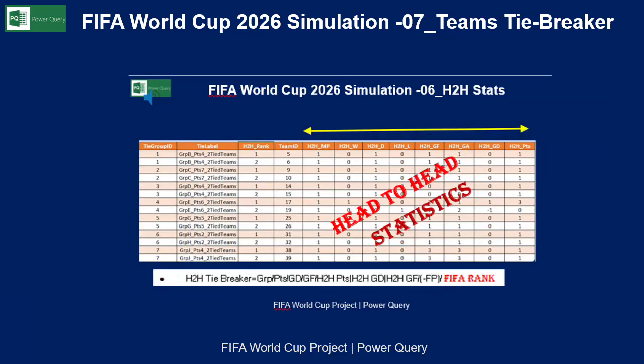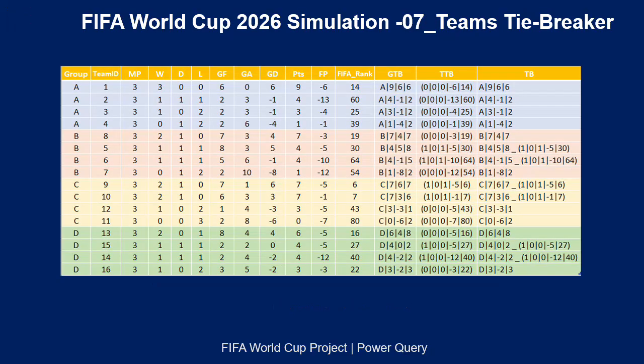In the previous query, we built a complete head-to-head standings table for every tied group. Now we have all the information we need: the overall group stage statistics, the head-to-head statistics, the fair play scores, and the FIFA rankings. The challenge now is to bring all of these pieces together into one complete decision table. This is where our ranking engine begins thinking like FIFA.